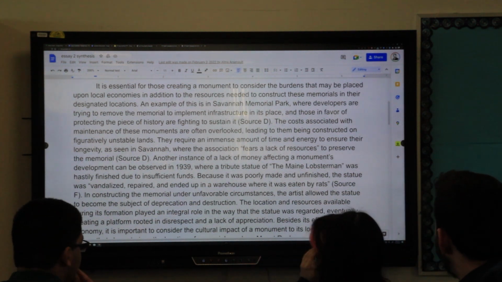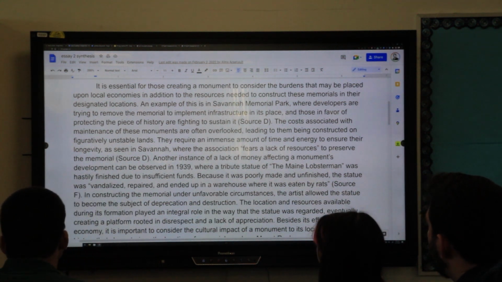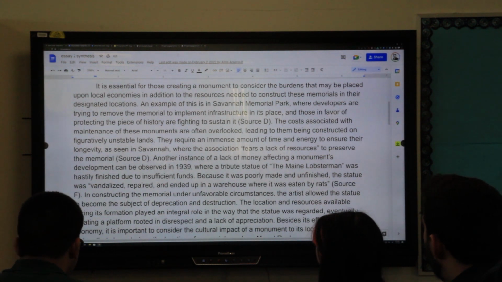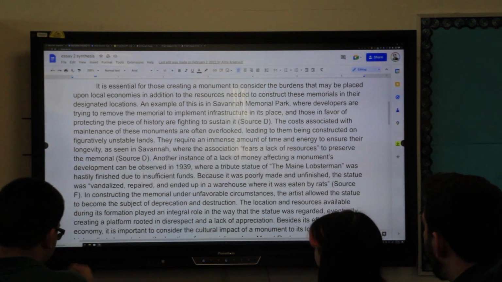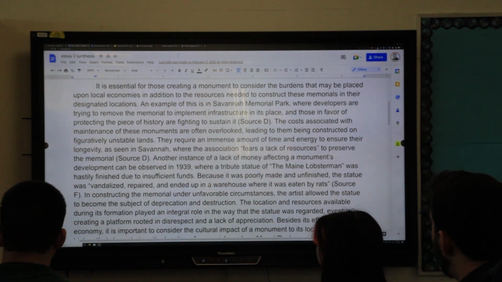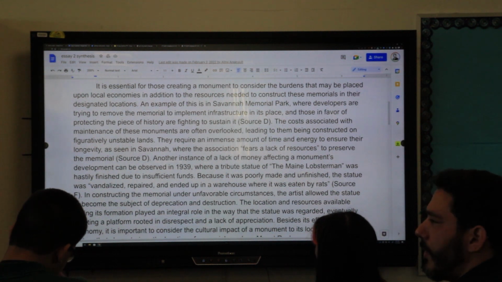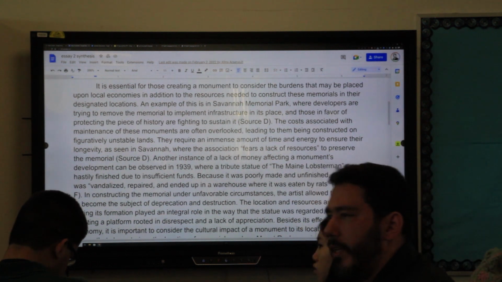Go ahead. An example of this is in Savannah Memorial Park, where developers are trying to remove the memorial to implement infrastructure in its place. And those in favor of protecting the piece of history are fighting to sustain it. Source D. So there's a paraphrase of information there, right? Go ahead. The costs associated with maintenance of these monuments are often overlooked, leading to them being constructed on figuratively unstable lands. Now, notice that there's explanation surrounding the paraphrase.